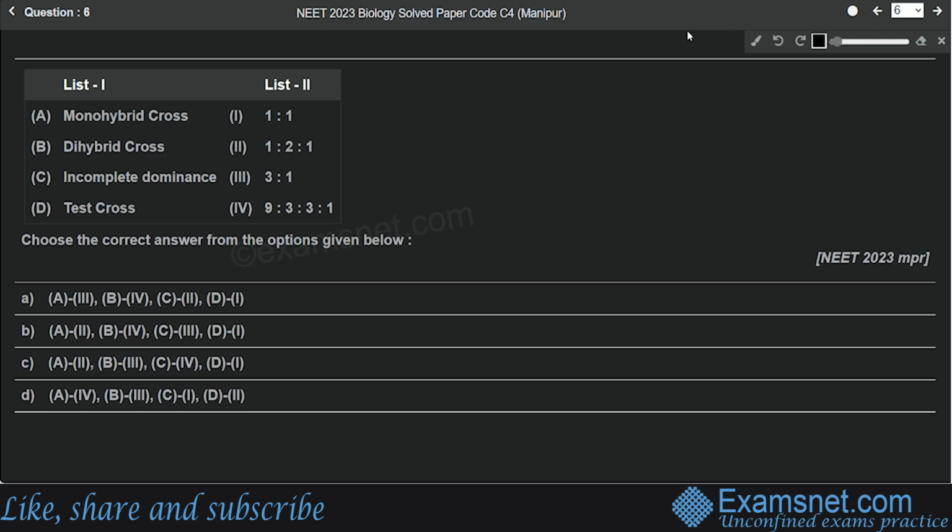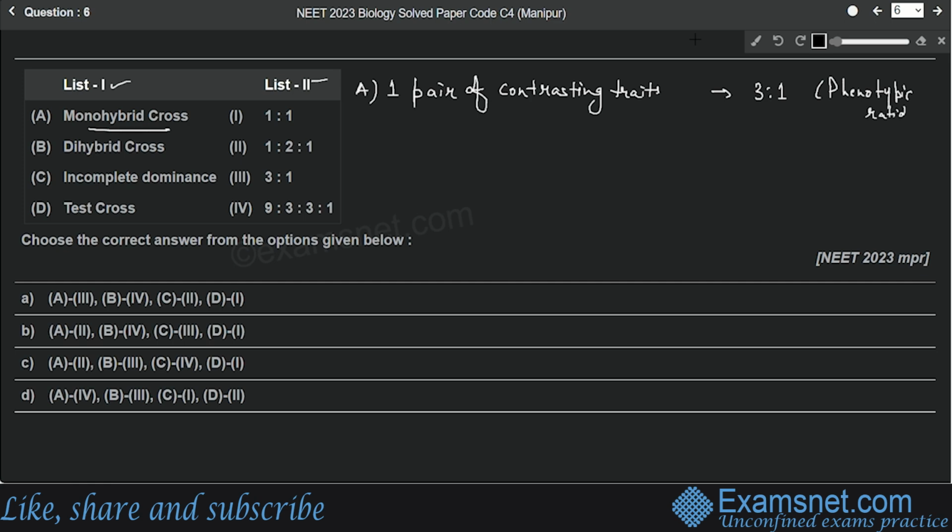Question number 6 is from the chapter Principles of Inheritance and Variation, and here we have to match list 1 with list 2. So the first one is monohybrid cross. Now what is monohybrid cross? It is a type of cross which involves only one pair of contrasting characters or contrasting traits. And the phenotypic ratio in case of monohybrid cross is 3:1. So the correct match for A will be number 3, 3:1.